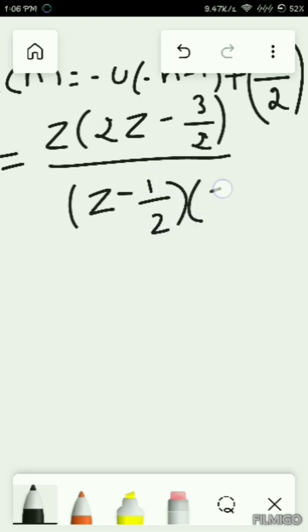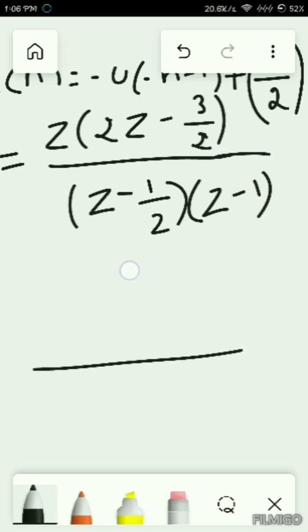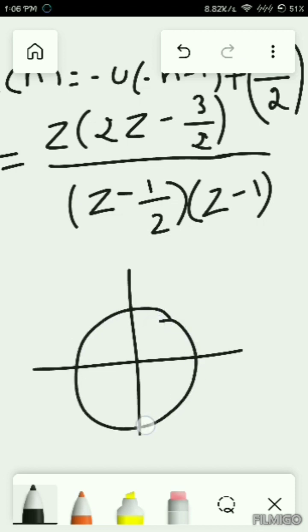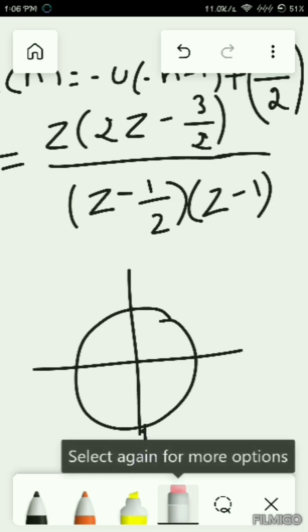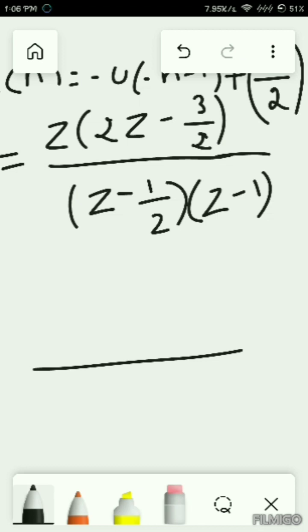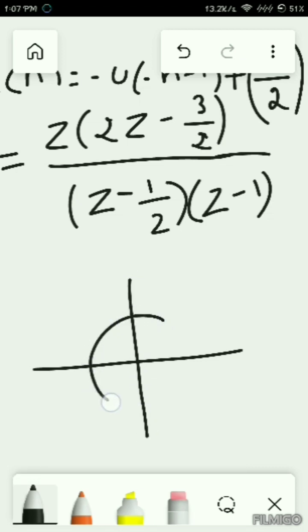So now what did we do? We just wrote the diagram with respect to the ROC. I told my ROC is the concentric circle inside the ring. Why? It is because it is a two-sided sequence, so therefore it must be a concentric circle inside the ring.